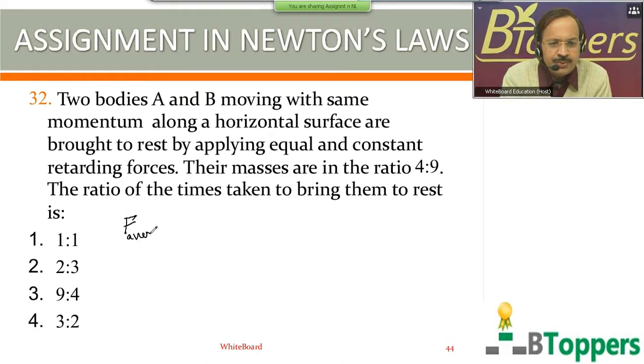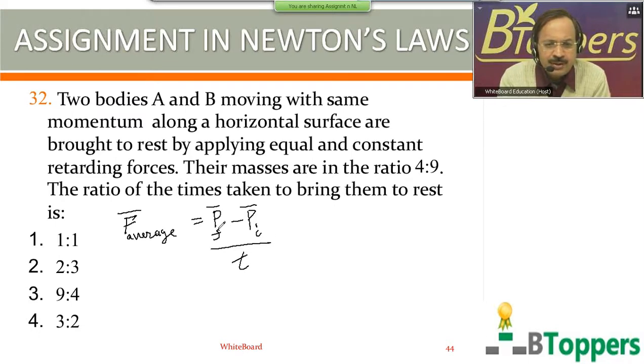So the average force, you can write, is change in momentum by time interval. Change in momentum is equal to the final momentum minus the initial momentum. Pi bar is the initial momentum, Pf bar is the final momentum. So when the body is brought to rest, the final momentum is 0.